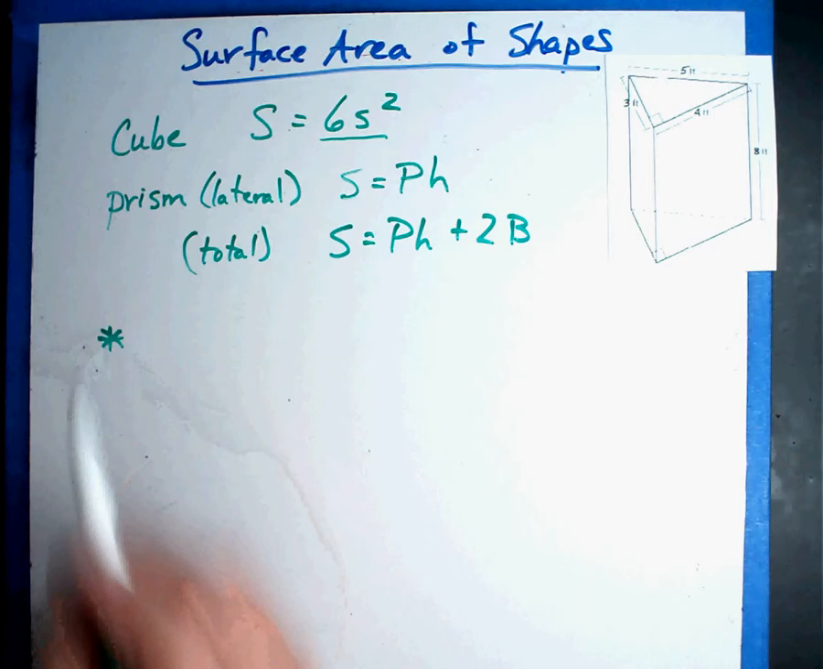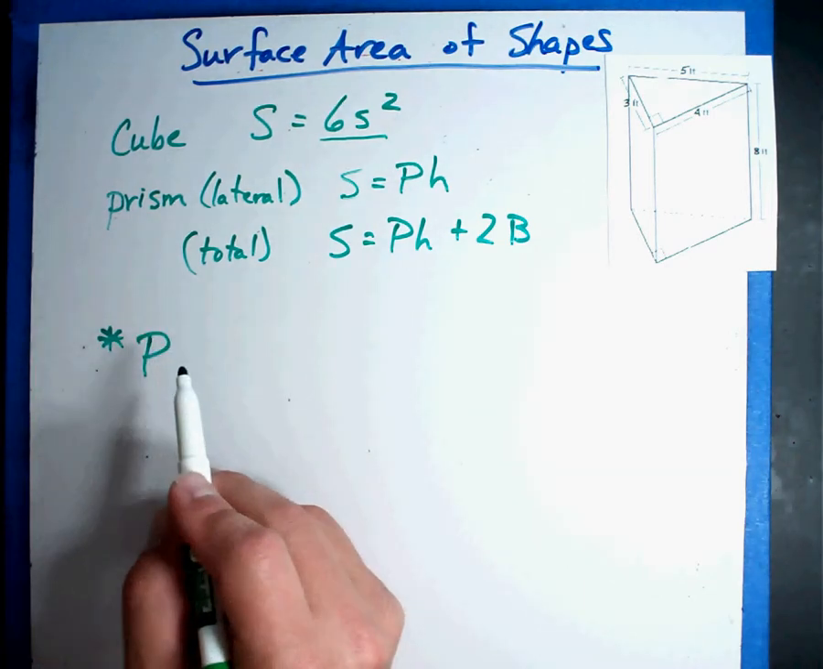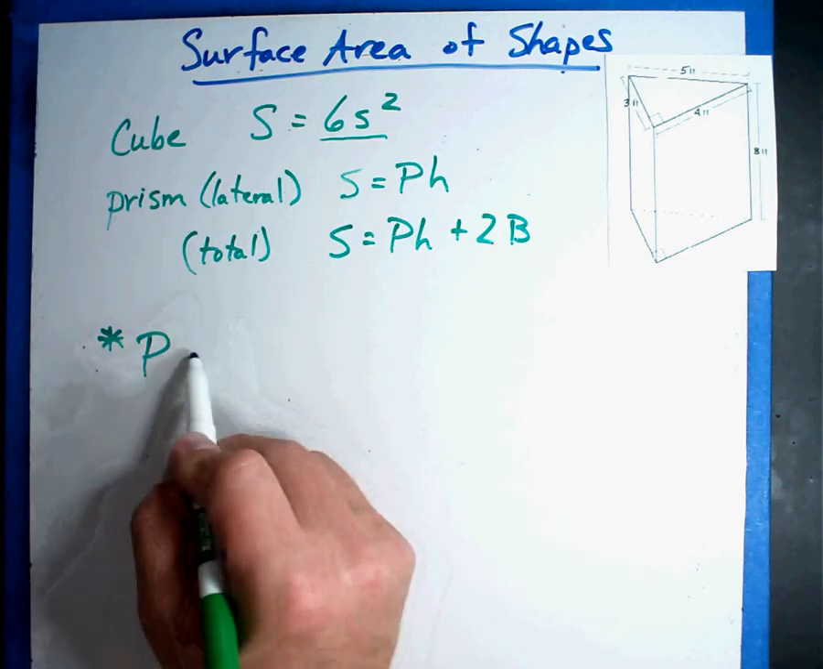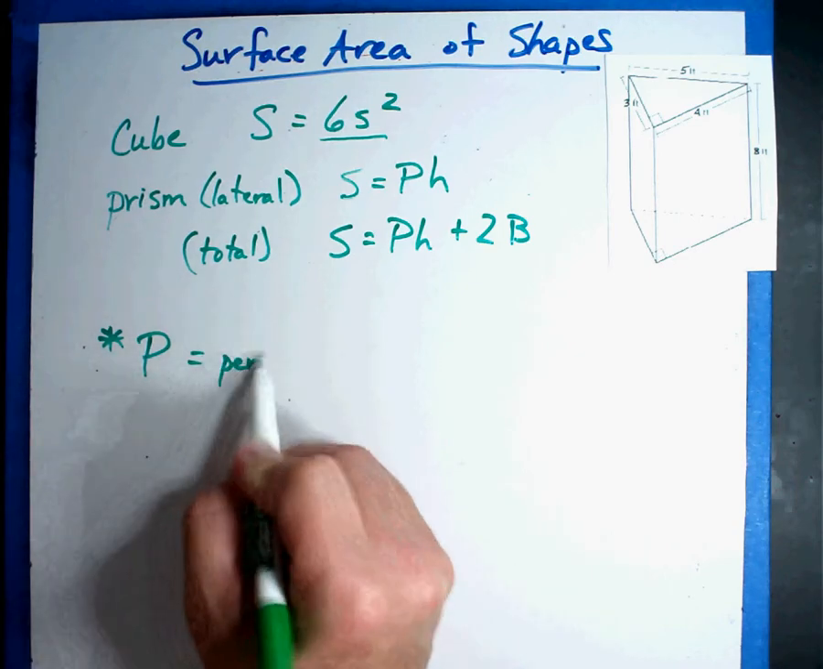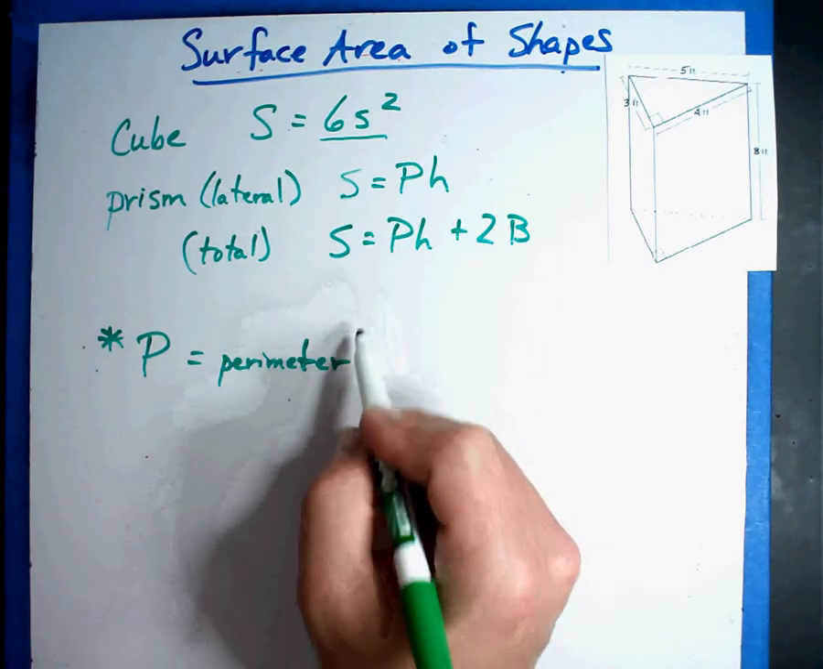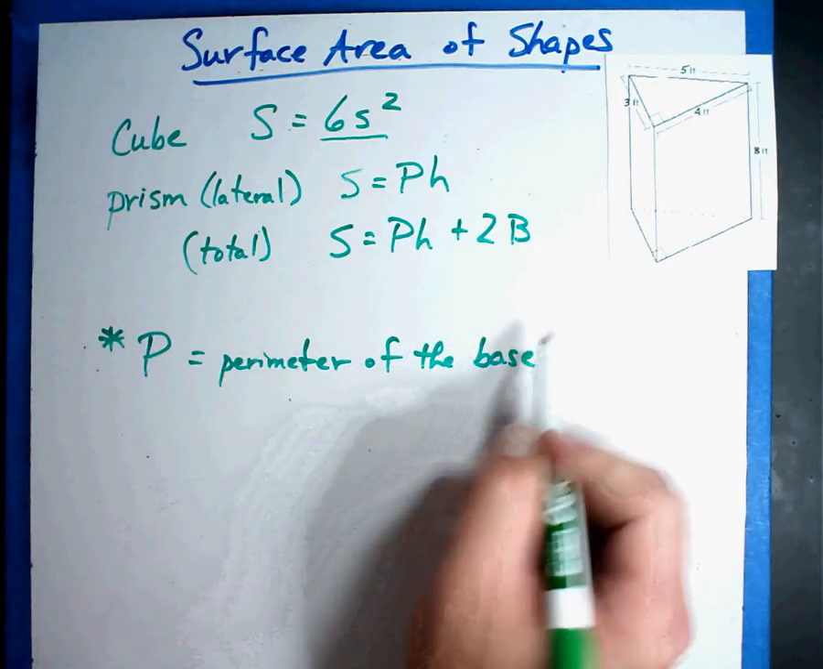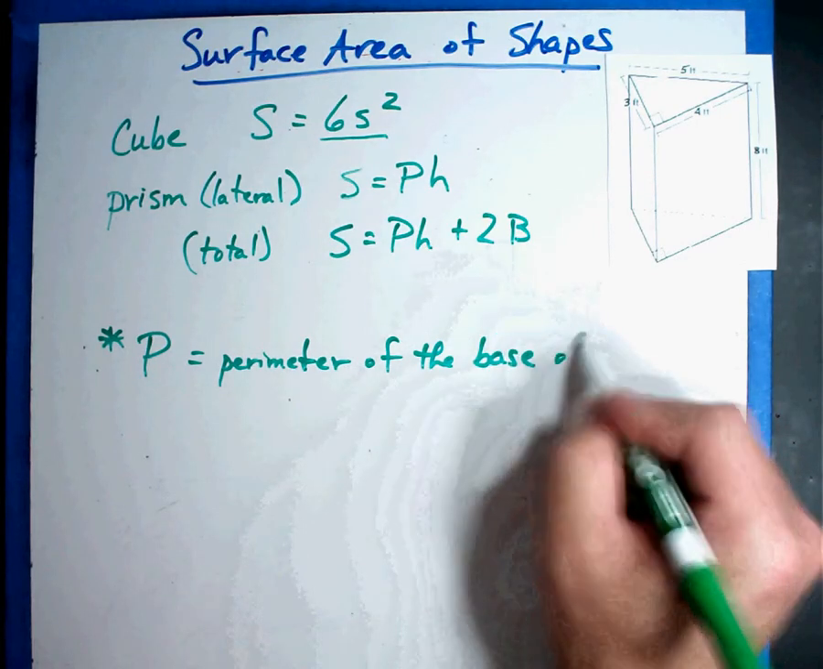I'm going to put a star here. I need to define 2 things that are on this formula chart. P is going to mean the perimeter of the base of the shape.